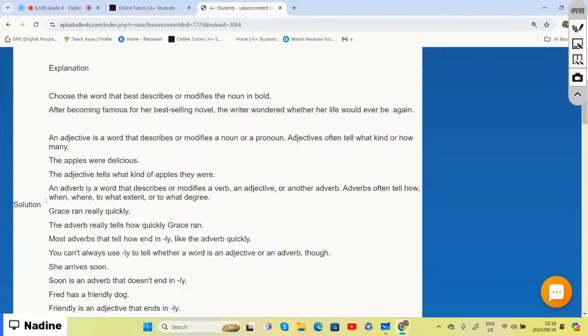And then we have an adverb, and an adverb is a word that describes or modifies the verb. It describes an adjective or another adverb. And adverbs often tell us how, when, where, to what extent, and even to what degree.